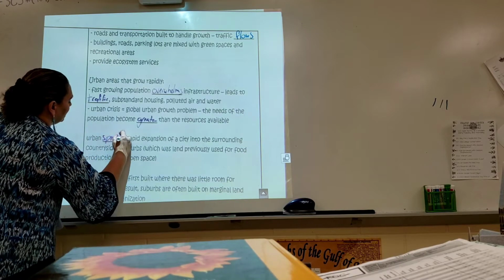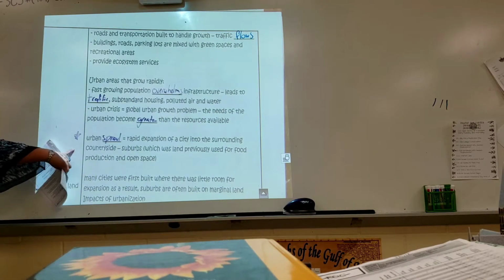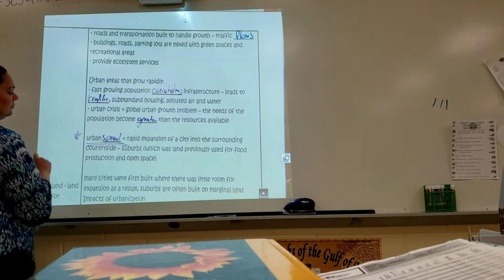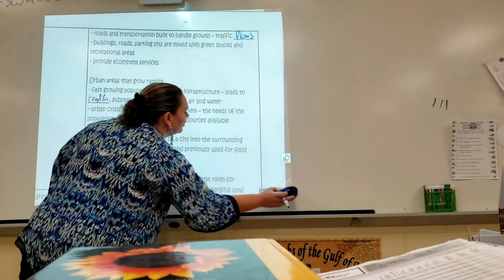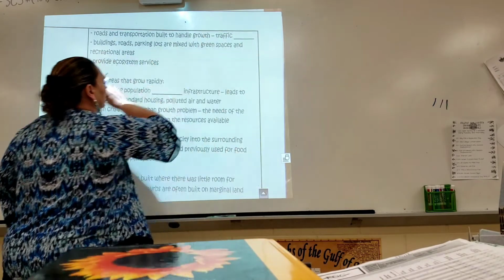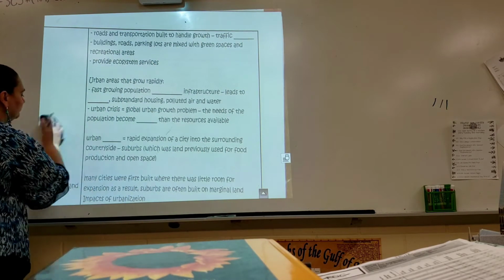This is what we are experiencing in Yulee. Urban sprawl, right? Rapid expansion of the city into the surrounding countryside. So it's going from Jacksonville into Yulee. Suburbs, which build on land previously used for food production and open spaces. I would definitely know about urban sprawl. Greater urban sprawl.